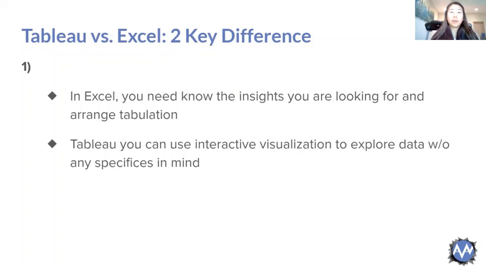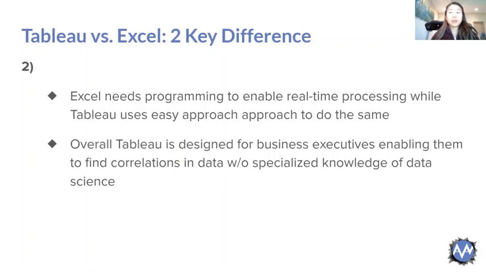So what are the two main differences between Tableau and Excel? In Excel, you need to know the insights you are looking for and arrange the tabulation. In Tableau, you can use the interactive visualization to explore data without any specifics in mind. The second difference is that Excel needs programming to enable real-time processing, while Tableau uses an easy approach to do the same. So overall, Tableau is designed for business people to find correlations in data without specific knowledge of data science and be able to draw insights without having a particular coding background.